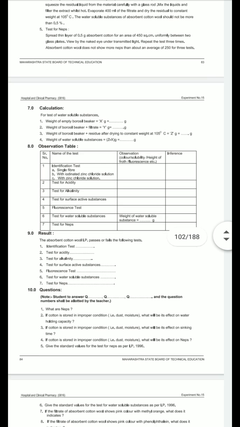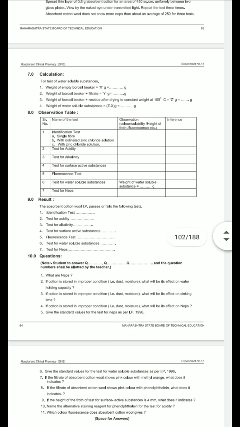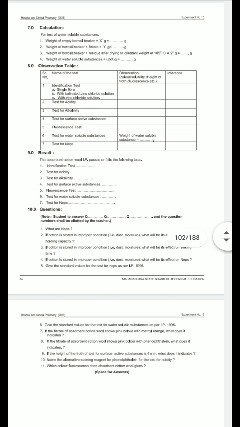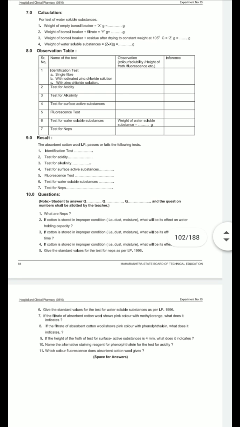Okay, and then here is the observation table: name of test, observation and inference. First is identification test, a single fiber with iodinated zinc chloride solution, then with zinc chloride solution. Then test for acidity, test for alkalinity, test for surface active substances, fluorescence test, then test for water soluble substances and test for naps. Okay, then result, write down here the result of your experiment.